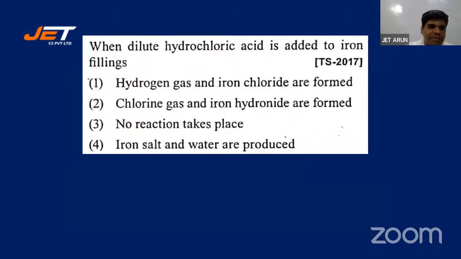All right, let's see the next one. When dilute hydrochloric acid is added to iron filings, what happens? Dilute HCl. The options: hydrogen gas and iron chloride are formed; chlorine gas and iron hydroxide are formed; no reaction takes place; iron, salt, and water are produced.